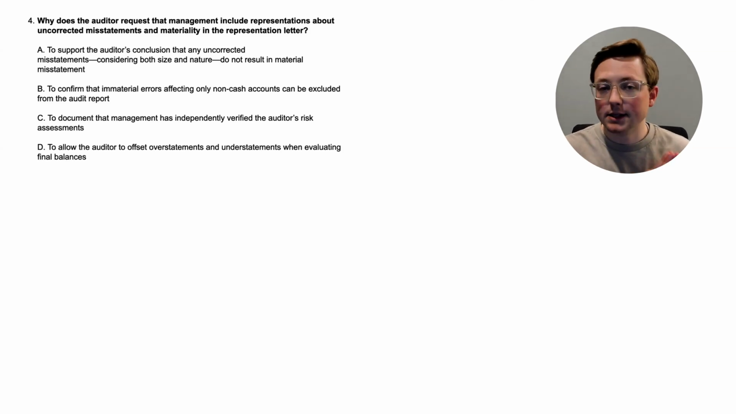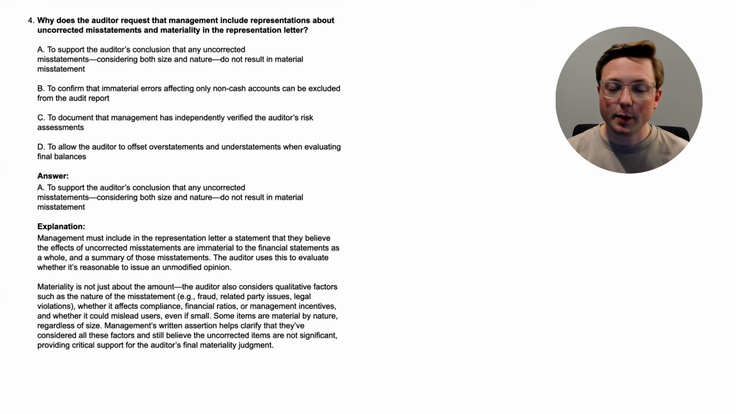So again, why is the auditor requesting that management has a representation about uncorrected misstatements and materiality in the representation letter? Pause the video, think about this if you want to, based on everything we've learned so far, but if you have no idea, that's okay. Again, we are using these questions to learn. So let's go ahead and take a look at the answer together right now. Okay, here we are at the answer. A, to support the auditor's conclusion that any uncorrected misstatements, considering both size and nature, do not result in material misstatements. So that's why they are requesting this representation.